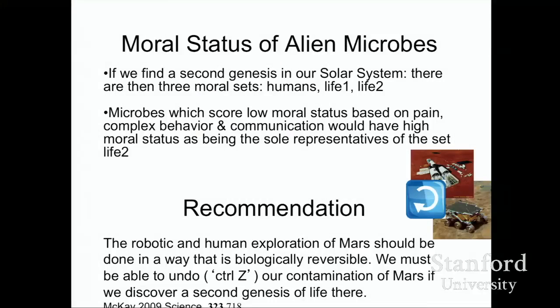And generally at NASA, we think nothing about it. We don't think at all about what we are going to do if we find life on Mars, and it is a second genesis of life. That it represents the first example of a life form that is not on our tree of life. What are we going to do? Well, I think this brings up the question, which I'm not going to dwell on, but the moral status of alien microorganisms. If we find a second genesis in our solar system, I contend that there are 3 sets that warrant moral consideration.